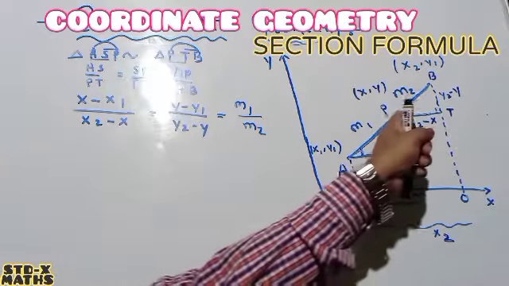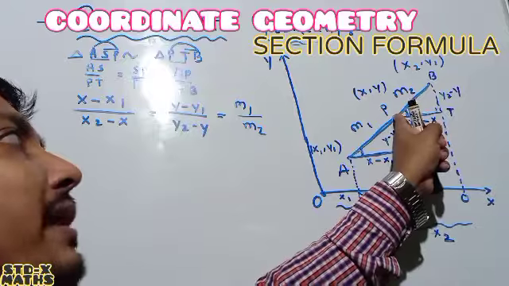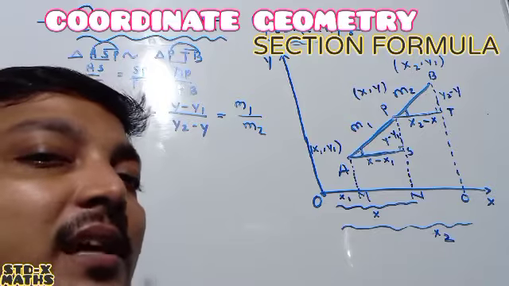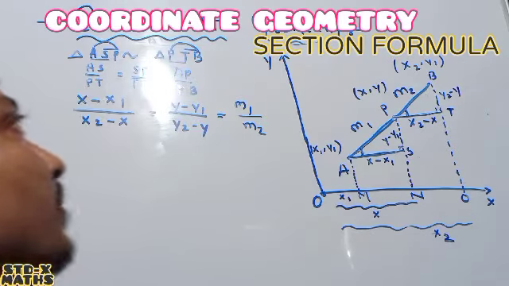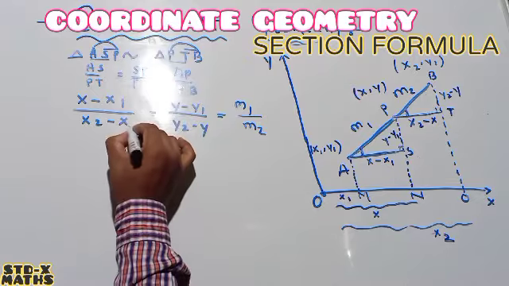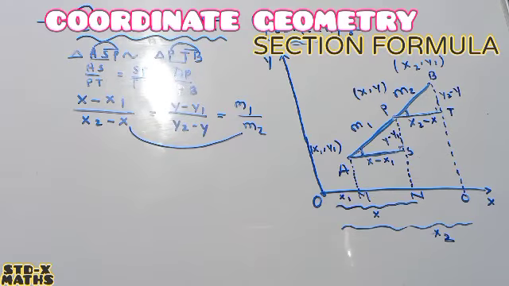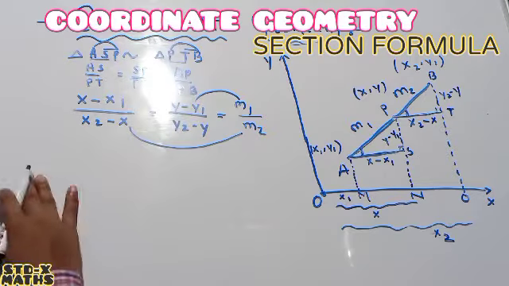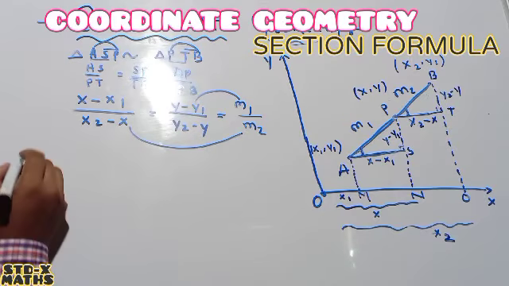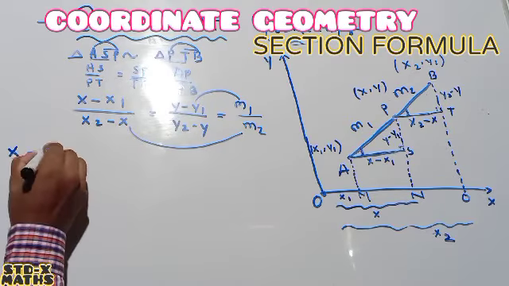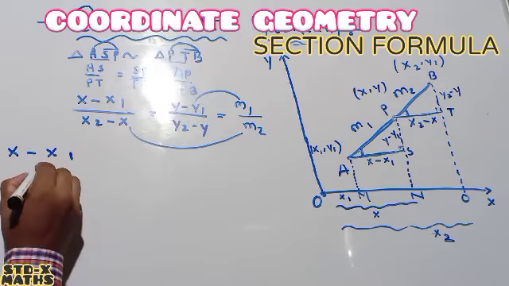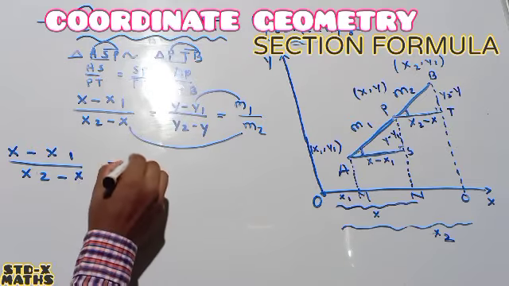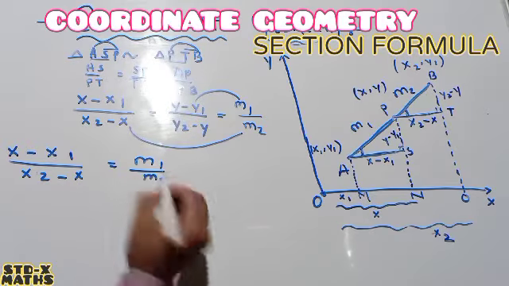Actually, I want to find the coordinates of P, and the coordinates of P I have chosen as (x, y). So first I can find the coordinate x by comparing these two, and I can find the coordinate y by comparing the other two. First I am comparing this one with M1 by M2. It means x minus x1 divided by x2 minus x is equal to M1 divided by M2.